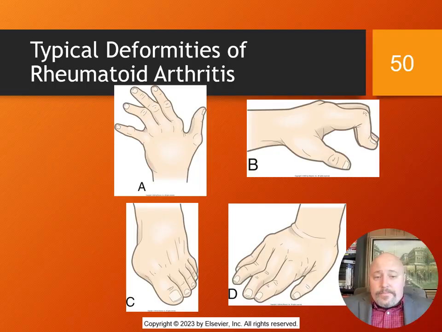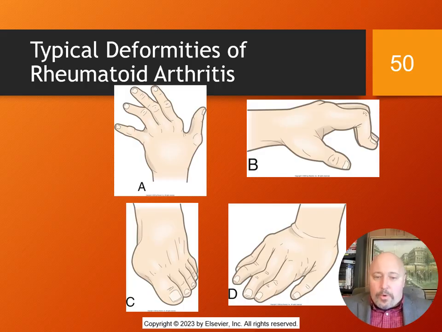Here in Figure A on the top left of our screen, we've got ulnar drift of those fingers all drifting to one side. In Figure B, we've got boutonniere deformity. In Figure C, in the bottom left, we've got that hallux valgus, and that is affecting the toes, causing that drift. And in Figure D, we've got a swan neck deformity.